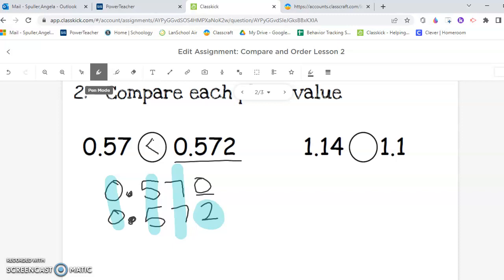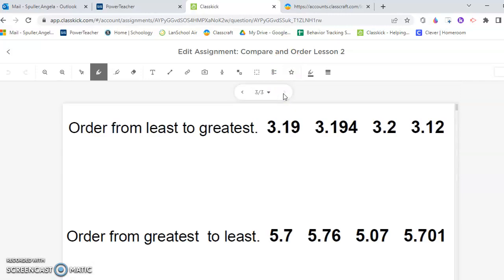Okay, so let's try this next one. So I'm again going to line them up. 1.14, lining up my decimals. 1.1, and I know if I have a 0 there, let's compare. Same in the ones, same in the tenths. Hundredths have a 4 over here. So this is 1 and 14 hundredths is greater than 1 and 1 tenth. Okay, join me on the next slide.